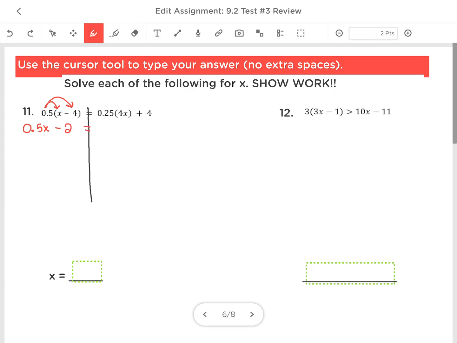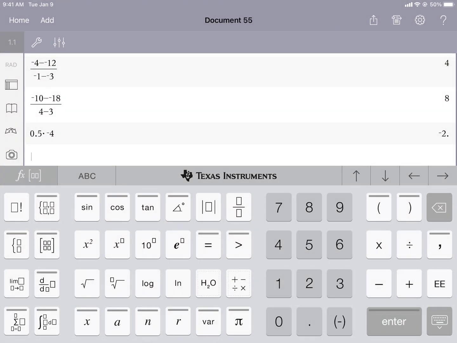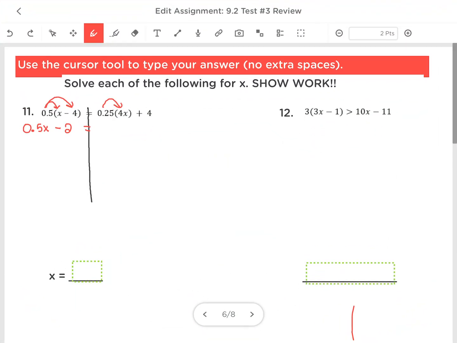Equal. Now we need to take 0.25 times 4. So, 0.25 times 4. I don't know what I typed in. 0.25 times 4. There we go. We get 1. So we have a 1x. And then the 0.25 does not go to the other 4, so it's just plus 4.